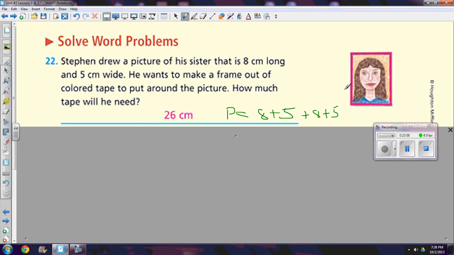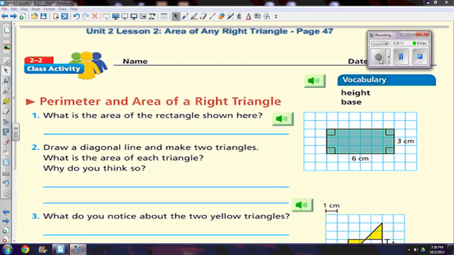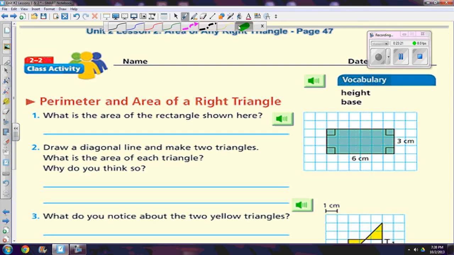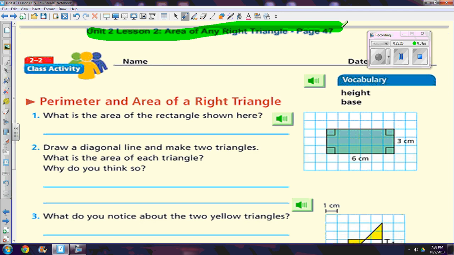All right, let's move on. Lesson 2, area of any right triangle. This is on page 47. So go ahead and draw a line in your black notebook and write down lesson 2, page 47, area of any right triangle. And then let's look at page 47, perimeter and area of a right triangle.